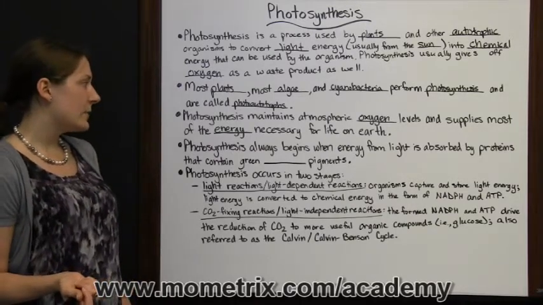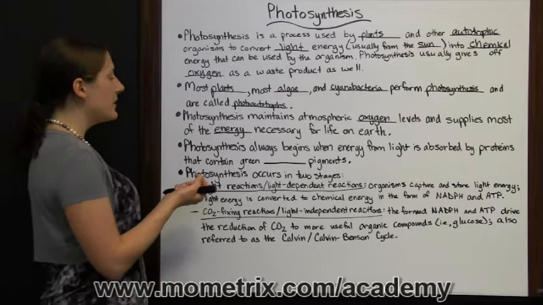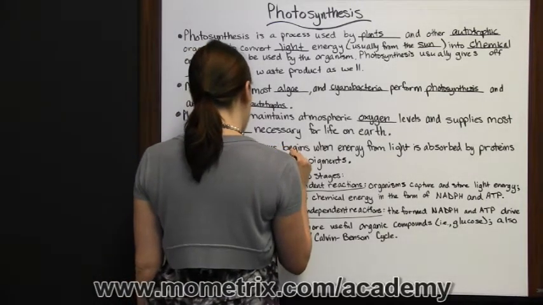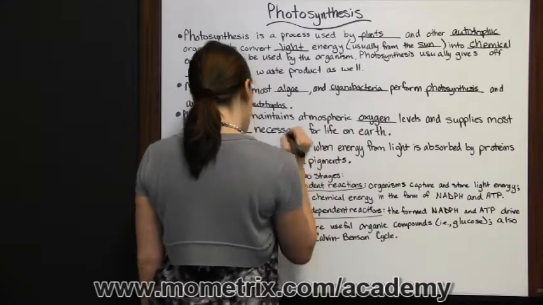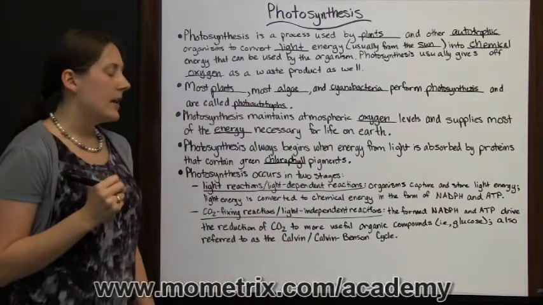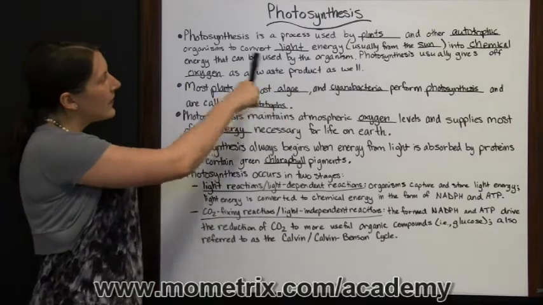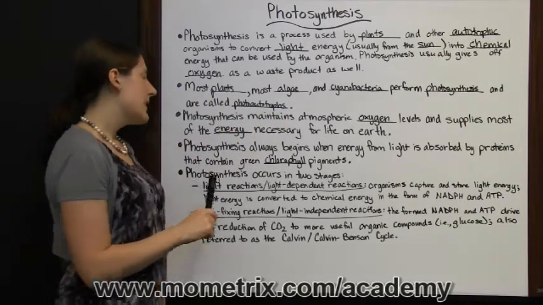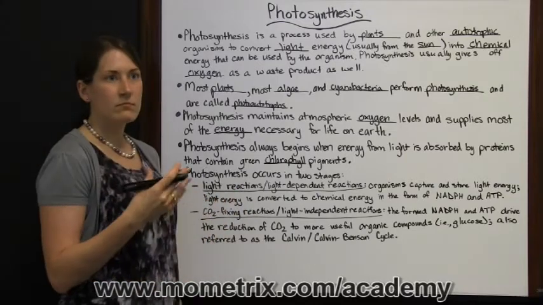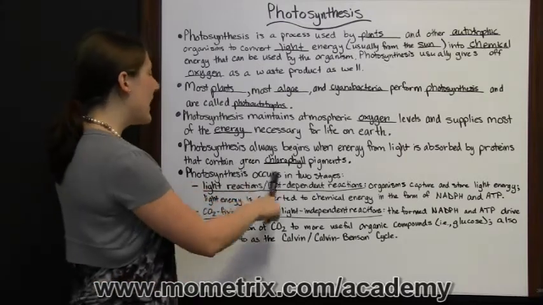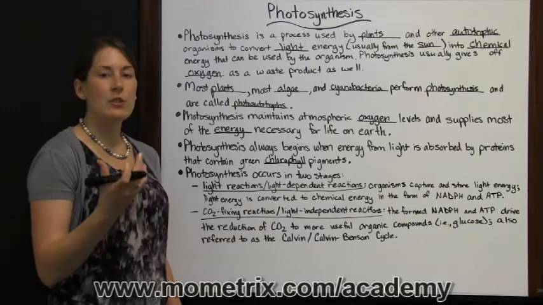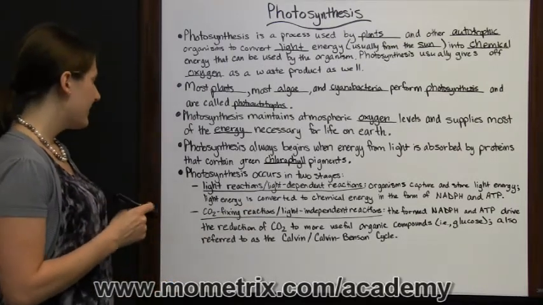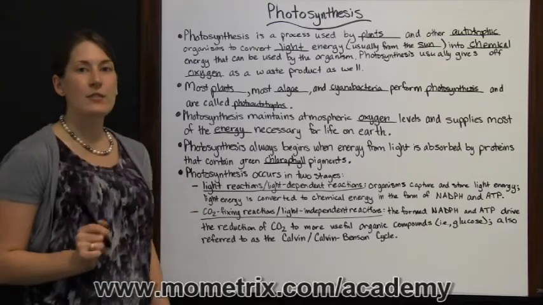Photosynthesis always begins when energy from light is absorbed by proteins that contain green chlorophyll pigments. So, the autotrophs that perform photosynthesis don't always look green, but somewhere in their body, they're going to have these chlorophyll pigments that are able to take in and absorb light to start the process of photosynthesis. And photosynthesis occurs in two stages.